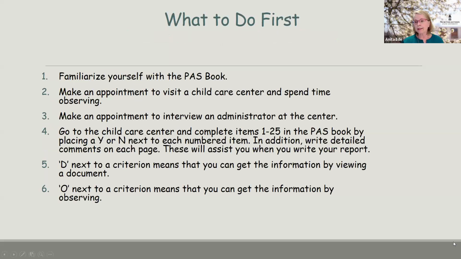So the first thing that you're going to have to do is actually familiarize yourself with the PAS book. And it just looks like a bunch of gobbledygook when you ruffle through it. I admit to it. However, if you start looking at it page by page by page, it really does make a lot more sense. So just leaf through it and see what you notice.